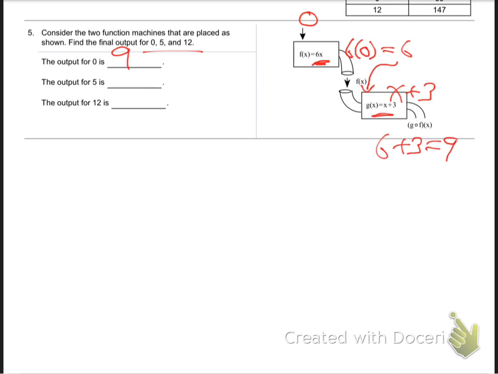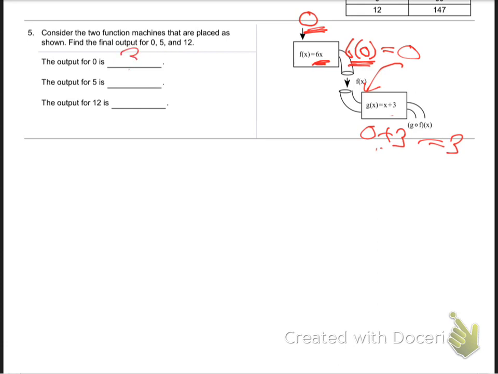Does that make sense? So you put in 0, it's multiplied by 6. Oh, wait a minute, 6, what am I doing? This is nuts. 6 times 0 is 0. It's not 6. So then 0 goes in here, and 0 add 3 is 3. There we go. It comes out 3.